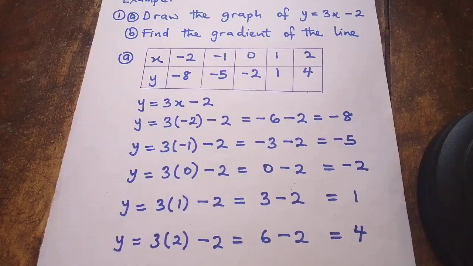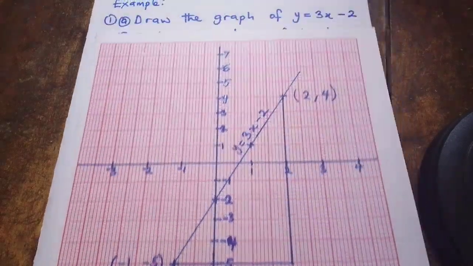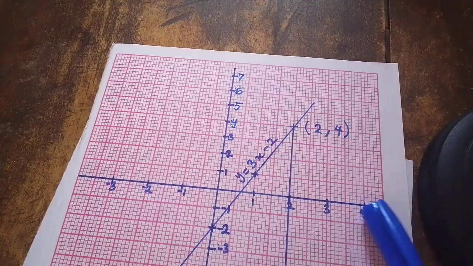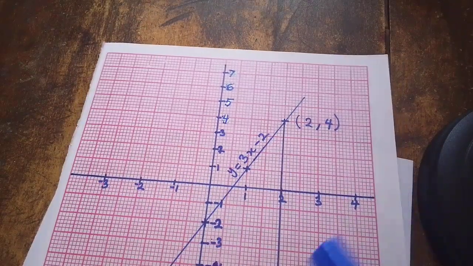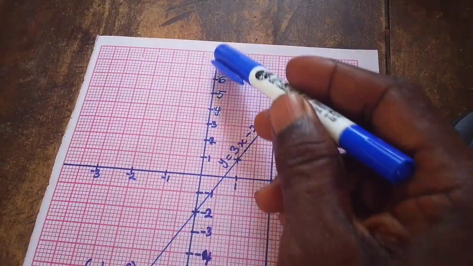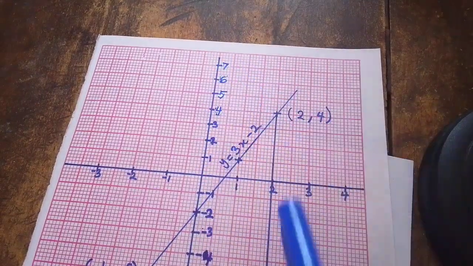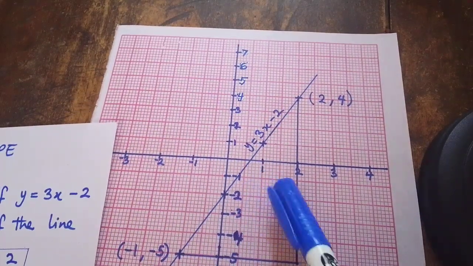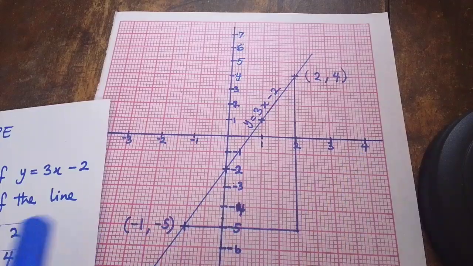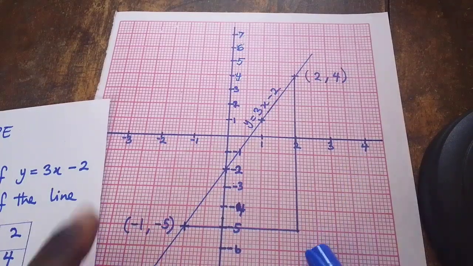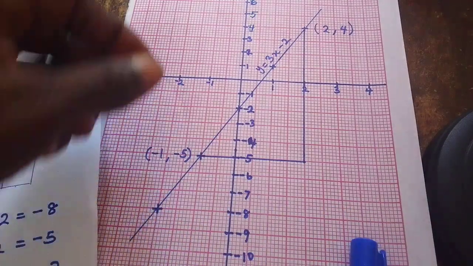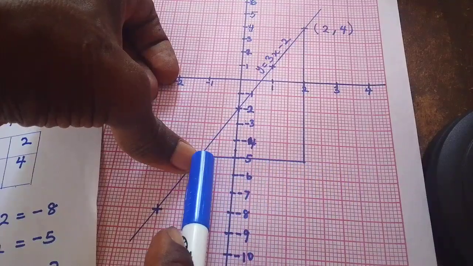So from this table, we are now going to plot the graph. This is my graph. I've used 2 centimeters on the x-axis to represent 1 unit, and 1 centimeter on the y-axis to represent 1 unit. When x is minus 2, y is minus 8. Both of them meet at this point. When x is minus 1, y is minus 5.